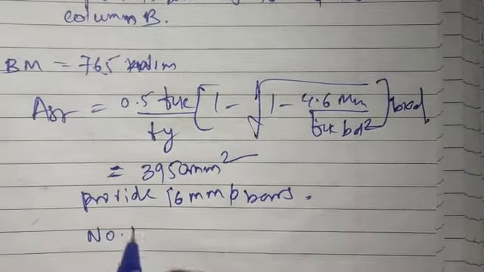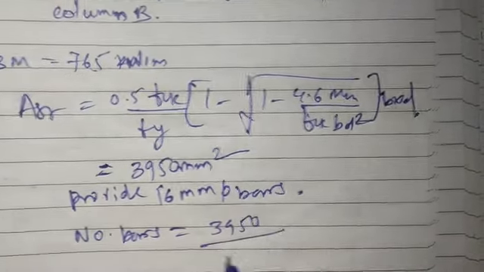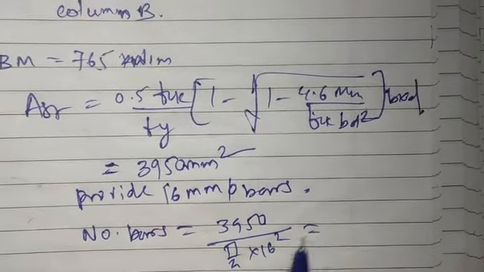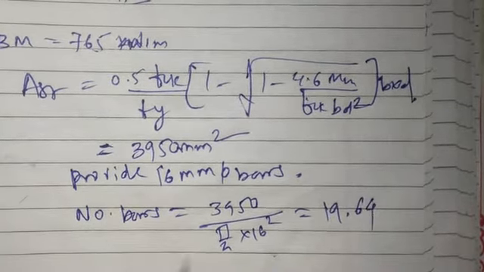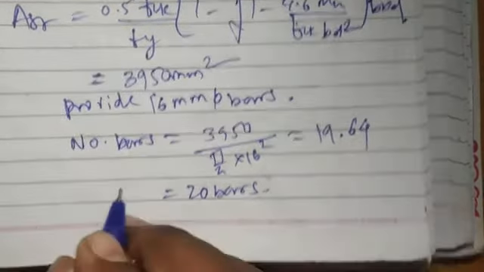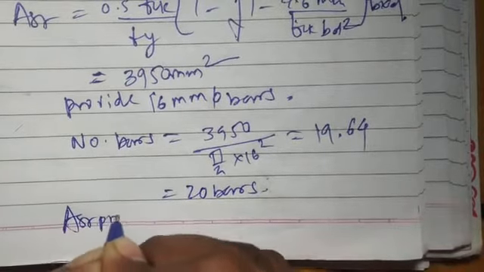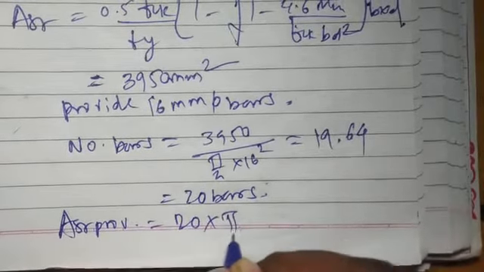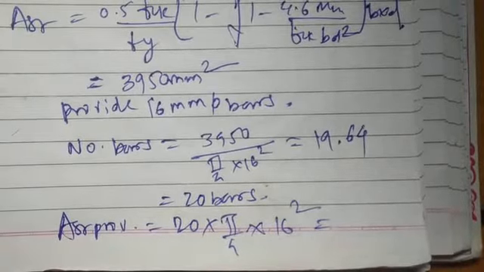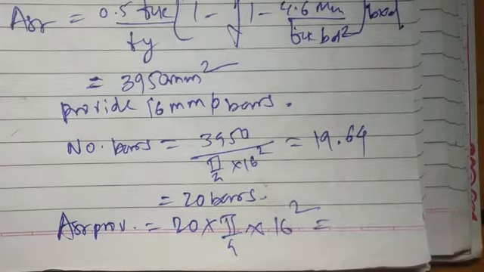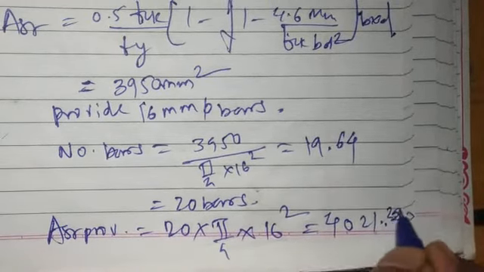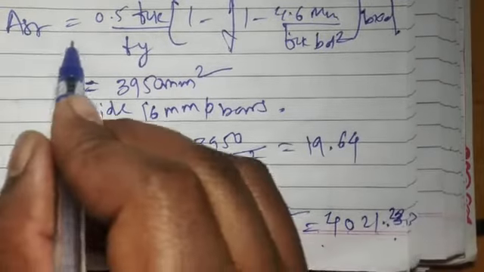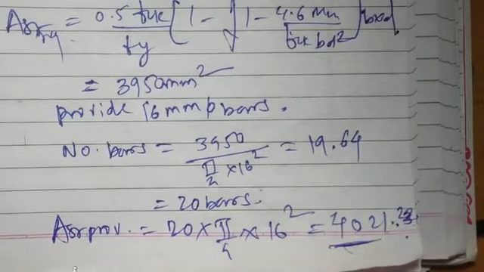So number of bars will be equal to 3950 divided by pi by 4 into 16 square. If you calculate this, you will get 19.64, so provide 20 bars. So right here AST provided equal to 20 into pi by 4 D, that is 16 square. It is 4021.23. Okay, so it is greater than AST required, so we have provided more than that, so it is okay.